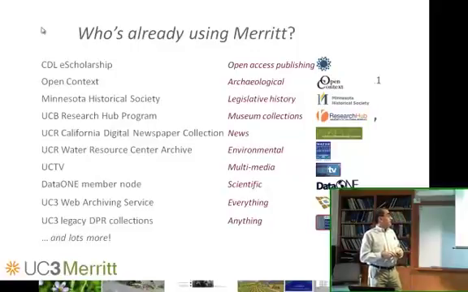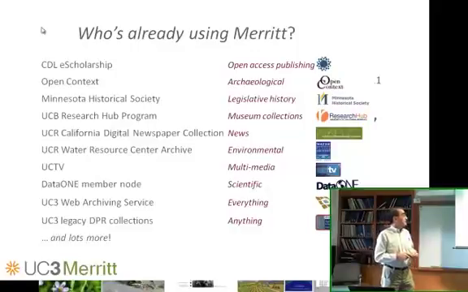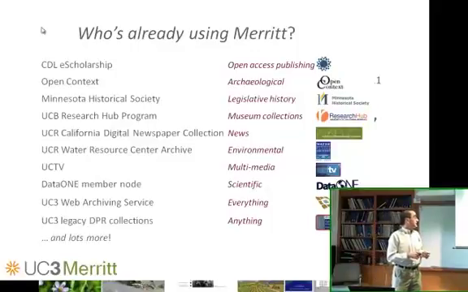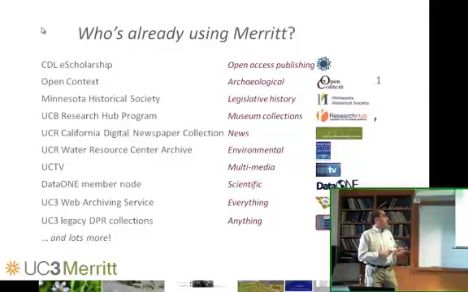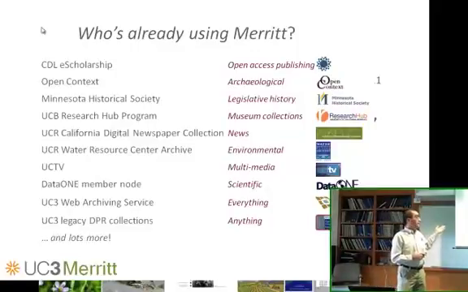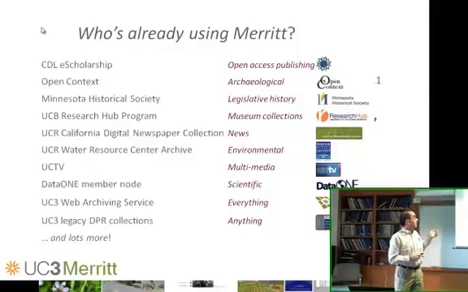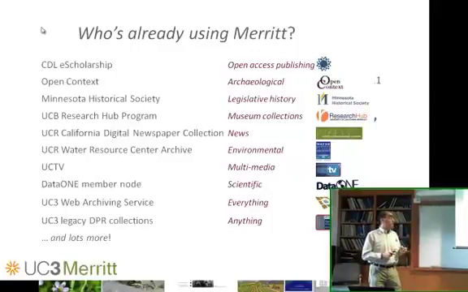On the Berkeley campus, we're working with the Research Hub program that is dealing with a variety of museum collections, both in the areas of fine arts collections as well as some of the science museums. At Riverside, we're dealing with the California newspaper collection, as well as the Water Resource Center archive that is newly moved down there. And a number of other things. Tricia already mentioned Data One. We are a partner on the Data One project, and Merit will become a member node in the Data One network. Probably later this year, that will start to become effective.